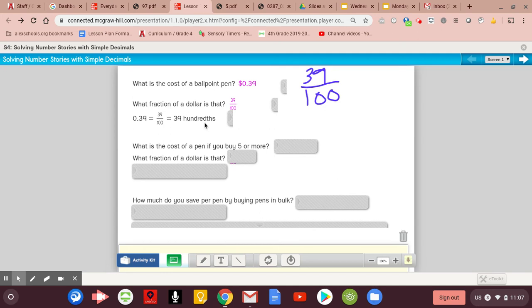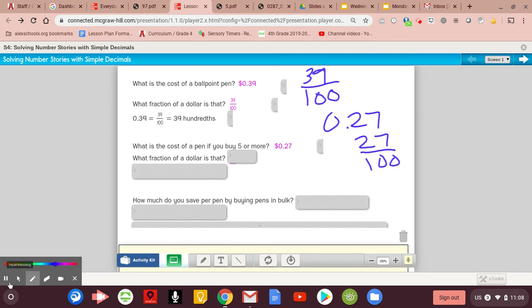Then it says, what is the cost of a pen if you buy 5 or more? We already said that was 27 cents. So what fraction of a dollar is that? That would be the same thing. We're going to get our pen here, 27 hundredths in decimal form would be 27 hundredths in fraction form. So let's check our work. Here's the fraction, 27 hundredths, and they did the same steps. They put it into a decimal, they put it into a fraction, and this is how you would say it, 27 hundredths.